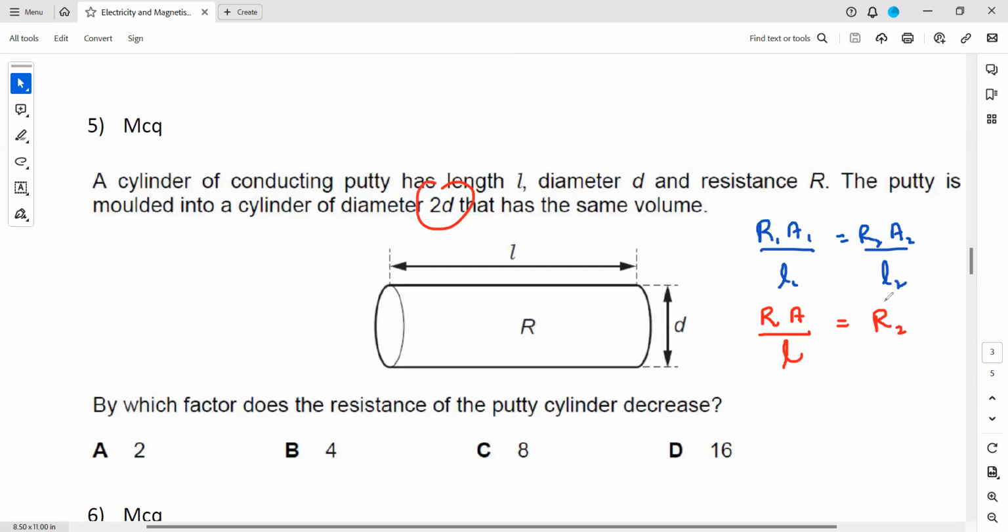If the diameter is 2D, the area will be 4A. In the same question, if the diameter was 3D, then the area will be 9A. If the diameter is 4D, the area will be 16A. If the diameter is 5D, the area will be 25A, because it varies with the square. So if the diameter is double, the area will increase by 4. If the diameter is 3 times, the area will be 9. Diameter 4 times, area 16. Diameter 5 times, area 25.